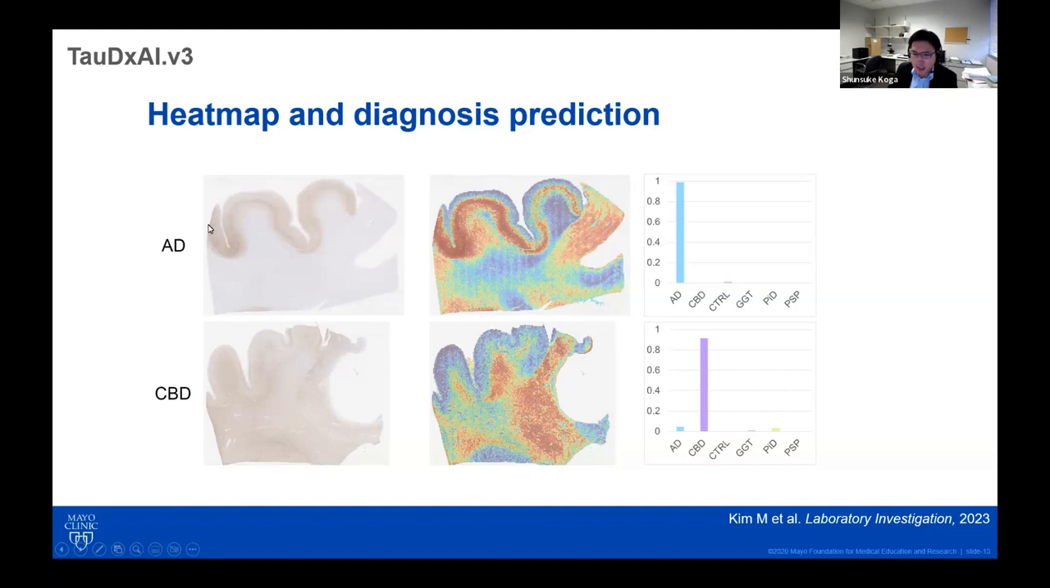So in AD, tau pathology was most apparent in the gray matter, and the model confidently diagnosed this case as AD, almost 99%. For CBD, tau lesions were almost equally distributed in the gray and white matter, and the model diagnosed CBD with high confidence, like 95%. The heat map shows the highest attention in the deep layer of the gray matter in AD, and in CBD, high attention in the white matter, mostly in the white matter.